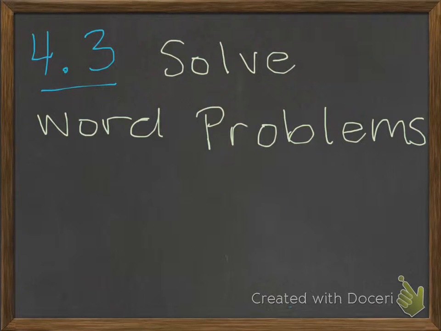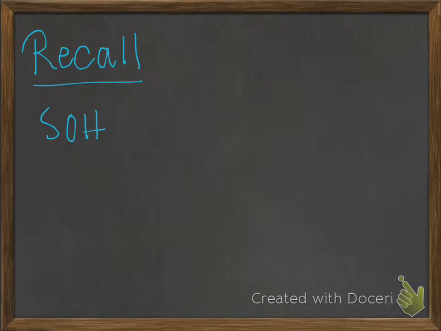Today we're starting section 4.3 and the objective is to solve word problems. Before we start solving word problems, we're going to do a quick recall section. The recall again goes back to SOHCAHTOA. I just want to refresh your memory on this. The only time we'll use SOHCAHTOA is in the case of a word problem, because when you're dealing with a word problem, it's hard to visualize your XY axis and your radius.